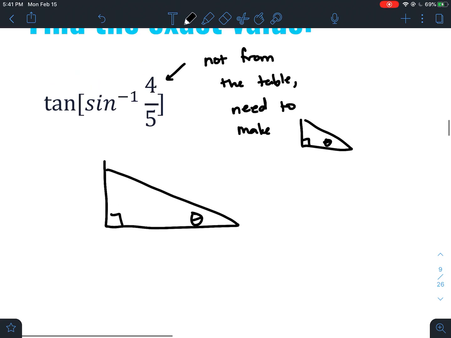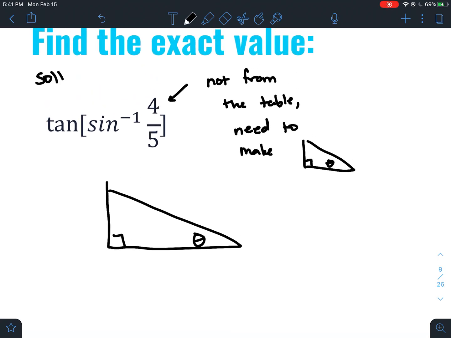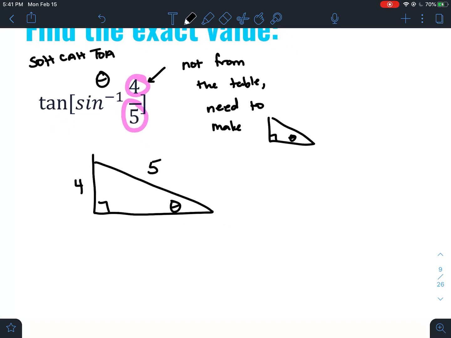And sine, remember, is SOHCAHTOA. So sine is going to be opposite over hypotenuse. Well, the opposite side is 4, because this is your opposite over hypotenuse. So the opposite side's 4, the hypotenuse is 5, and then theta is going to be down in the corner. And so when we're finding the inverse sine of 4/5, we're trying to figure out that angle, or we're trying to solve for that triangle.